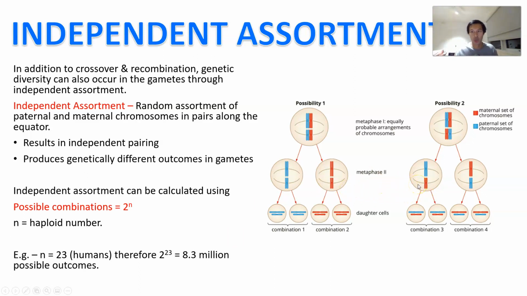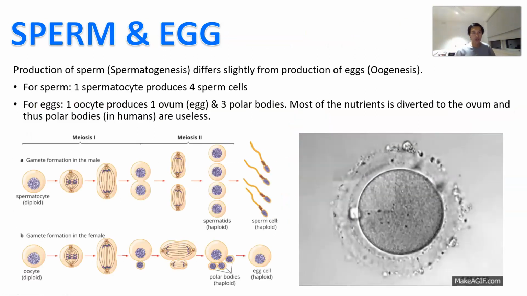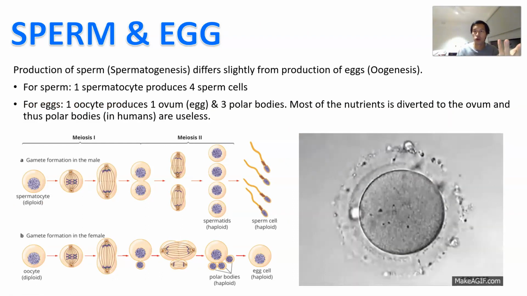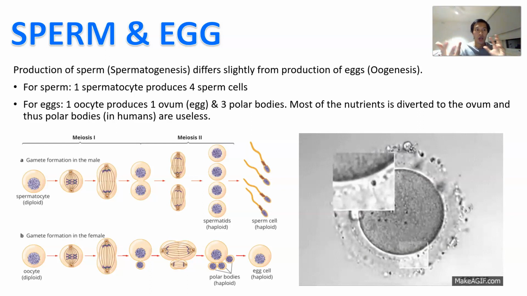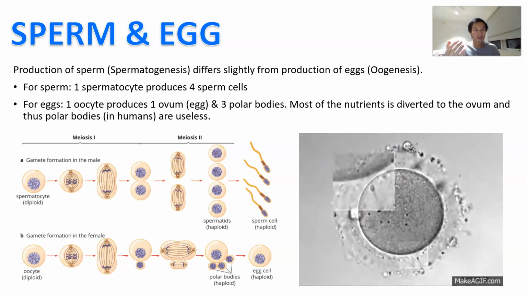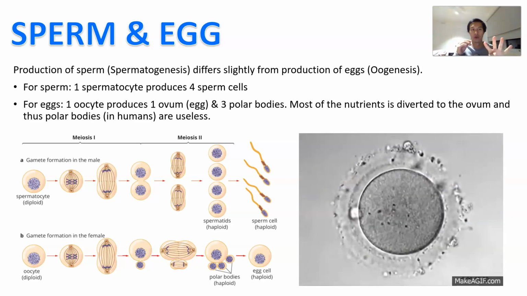That's why siblings look different from one another, right? Okay, now, last thing to note. So when we talk about this production of the sperm and egg, spermatogenesis, which is sperm production, and oogenesis, which is egg production, are actually slightly different in the process of meiosis, right? For sperm, one spermatocyte produces 4 sperm cells, right?